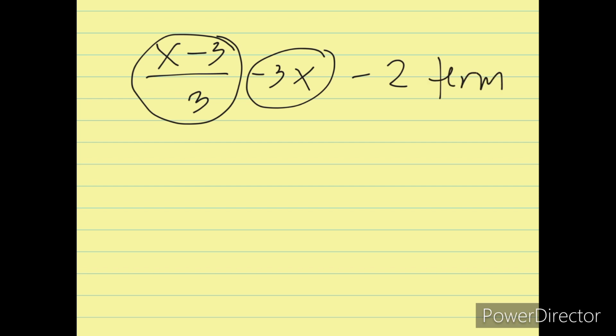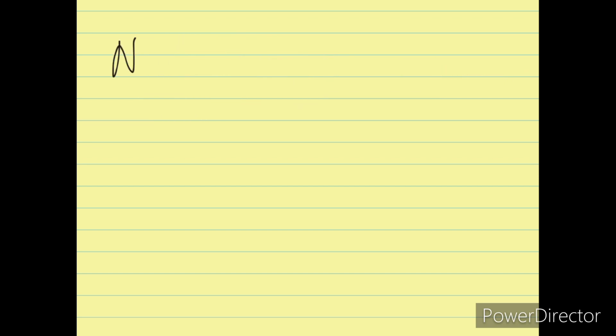Only 2 terms. Okay? So the numerical part of a term is called the numerical coefficient. In each of those terms, we have what is called a numerical coefficient.